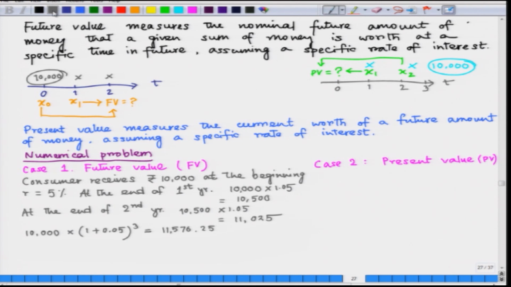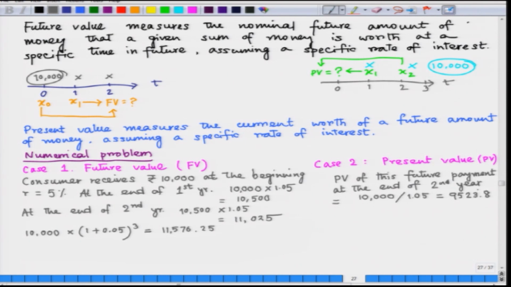So, we have to start with the present value of this future payment at the end of second year to start with, and that would be 10,000 divided by 1.05, and the amount would be 9523.81 approximately.